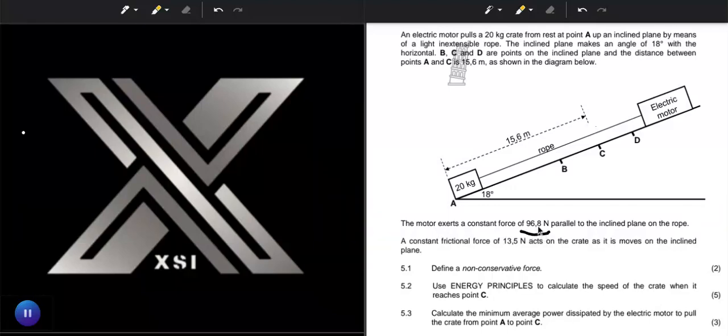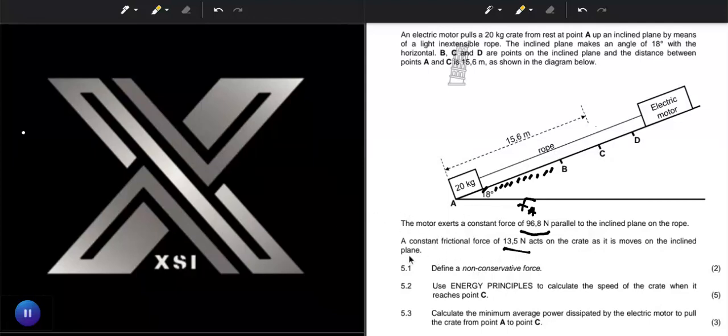This is 96.8 Newton. I just took this one as a force supply to keep it simple and make things easy for me. On the inclined plane on the rope, there is a constant friction. They're telling us that a constant friction force of 8.5 N acts on the crate as it moves up the incline.